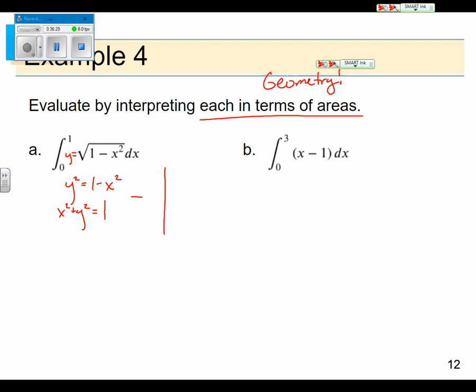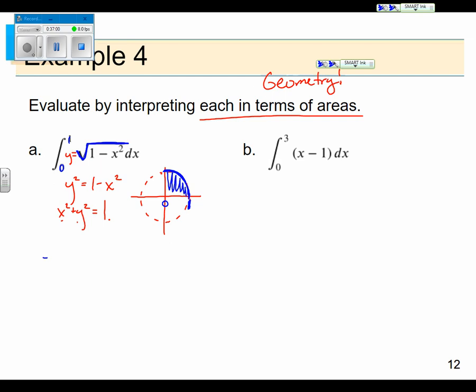Back in pre-cal, we said that was a circle. We said it was a circle centered at 0 with a radius of 1. Well, if I'm just wanting to go from 0 to 1, I'm just wanting to go from here to here. And remember that this square root can't take on any negative values, so I am just wanting the area underneath this curve right there.